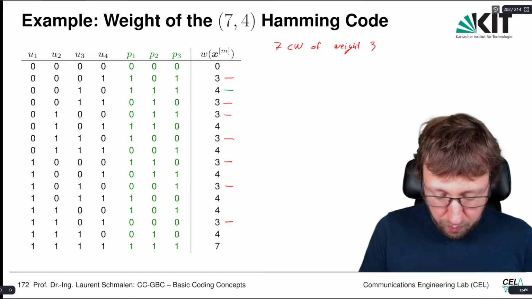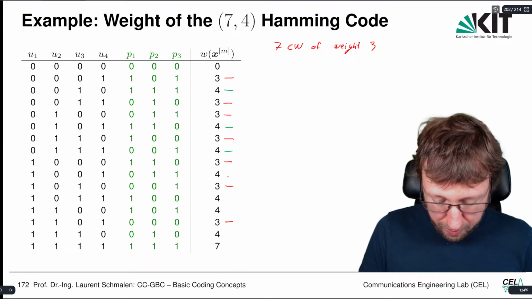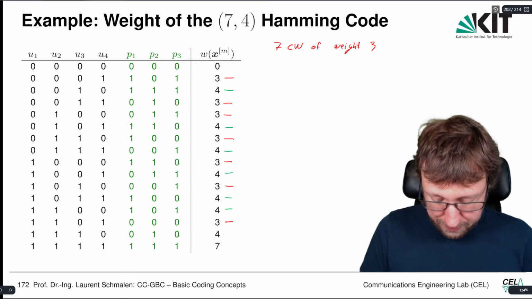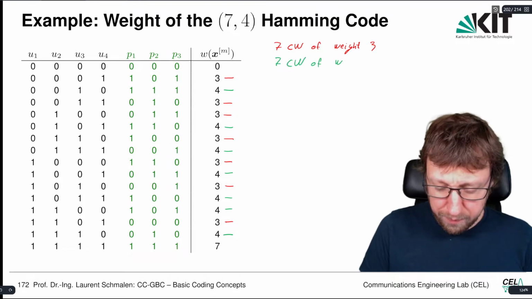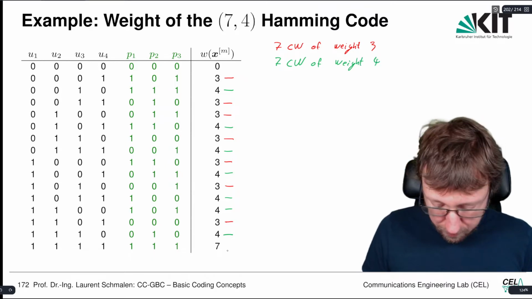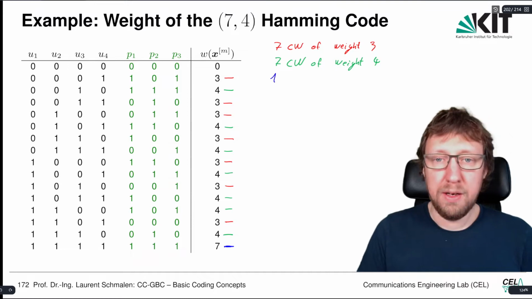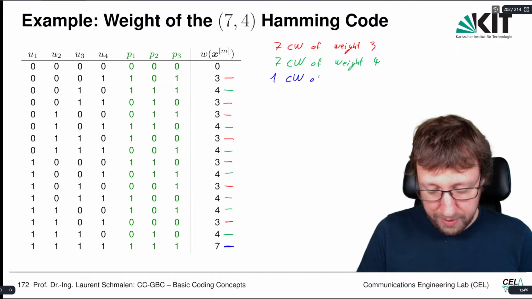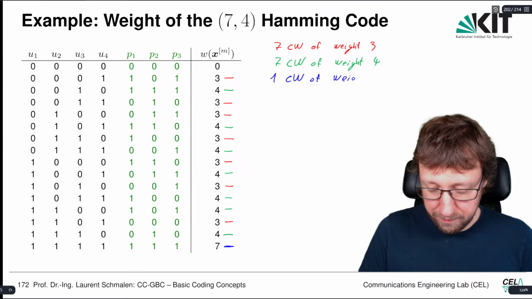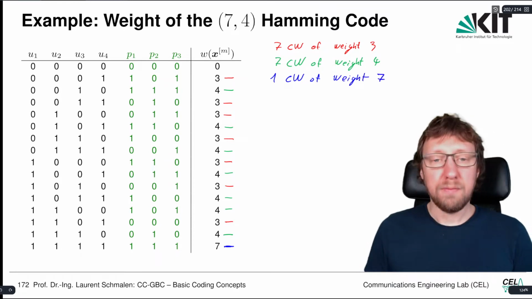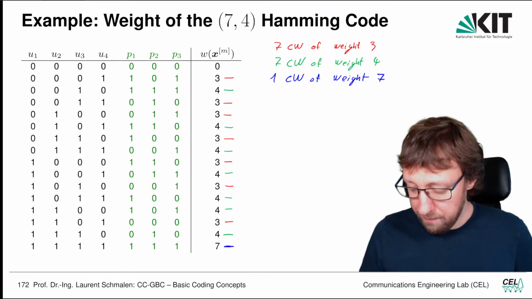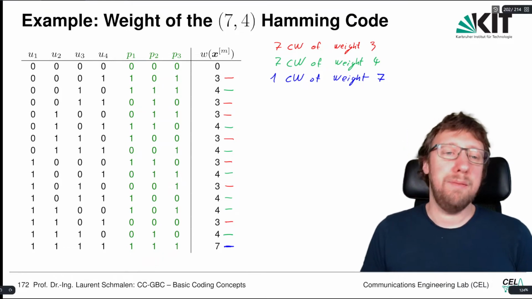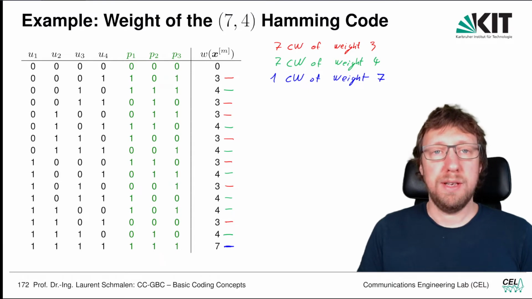Then we have 1, 2, 3, 4, 5, 6, 7. 7 code words of weight 4. And we have 1 code word of weight 7. And then this is essentially our weight enumerator. We can write this in a more compact way, as we're going to see.